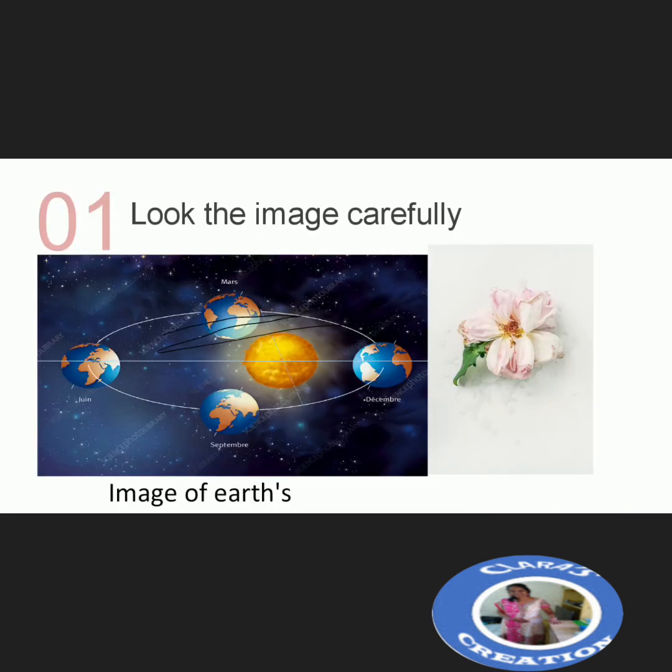Look at the image carefully. It's an image of Earth's orbit. The Earth's orbit is oval shaped. What is an oval shape? An oval shape is an egg-like shape. Here you can see the Earth's orbit and its orbital motion.